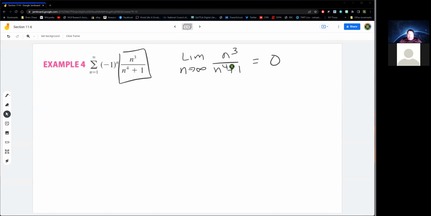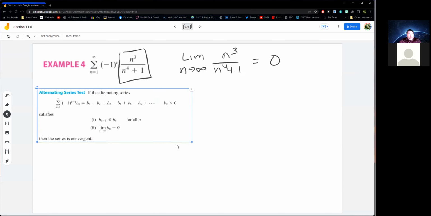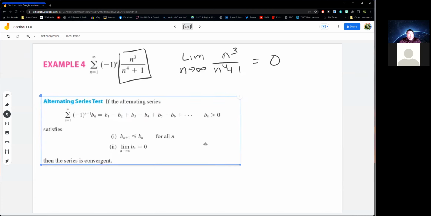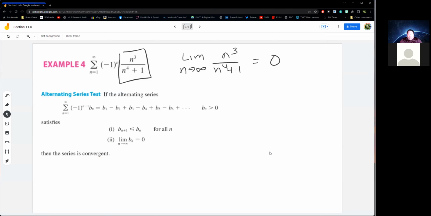Which means it's not divergent, but that's all we know. Right, it fails the divergence test. But remember, for the alternating series test, we have 2 pieces of information that we need. We need to know that the limit is equal to 0, which in this case it is. And we need to show that it's decreasing.